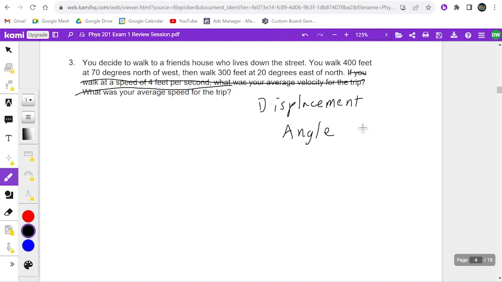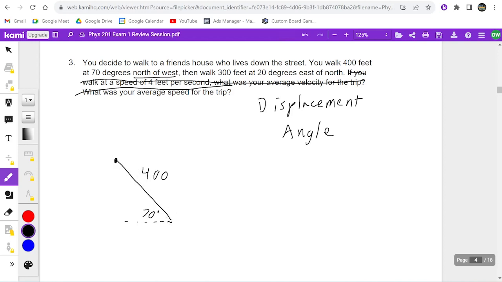So here's what I'm going to do first. I'm going to draw the picture of what's going on here. You may not also know what north of west means. When I say 70 degrees north of west, here's my 70 degree angle. North of west. And if you didn't know that, well fine, then here it is. And that distance is 400.